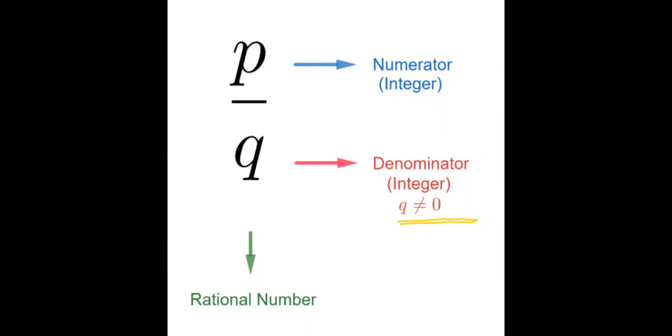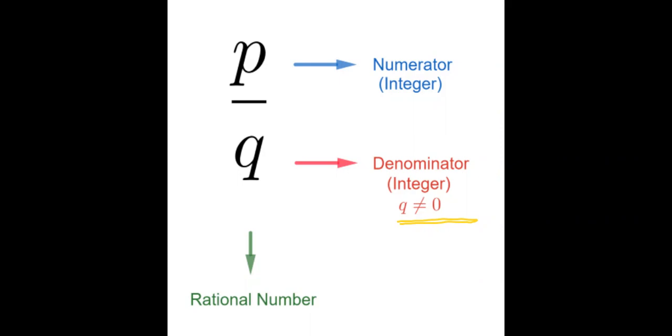I'll repeat that point. Rational numbers are all numbers in the form of a fraction. However, your denominator shouldn't be a 0. It can be any integer as long as it is not 0. So your integer can be a positive whole number or a negative whole number.